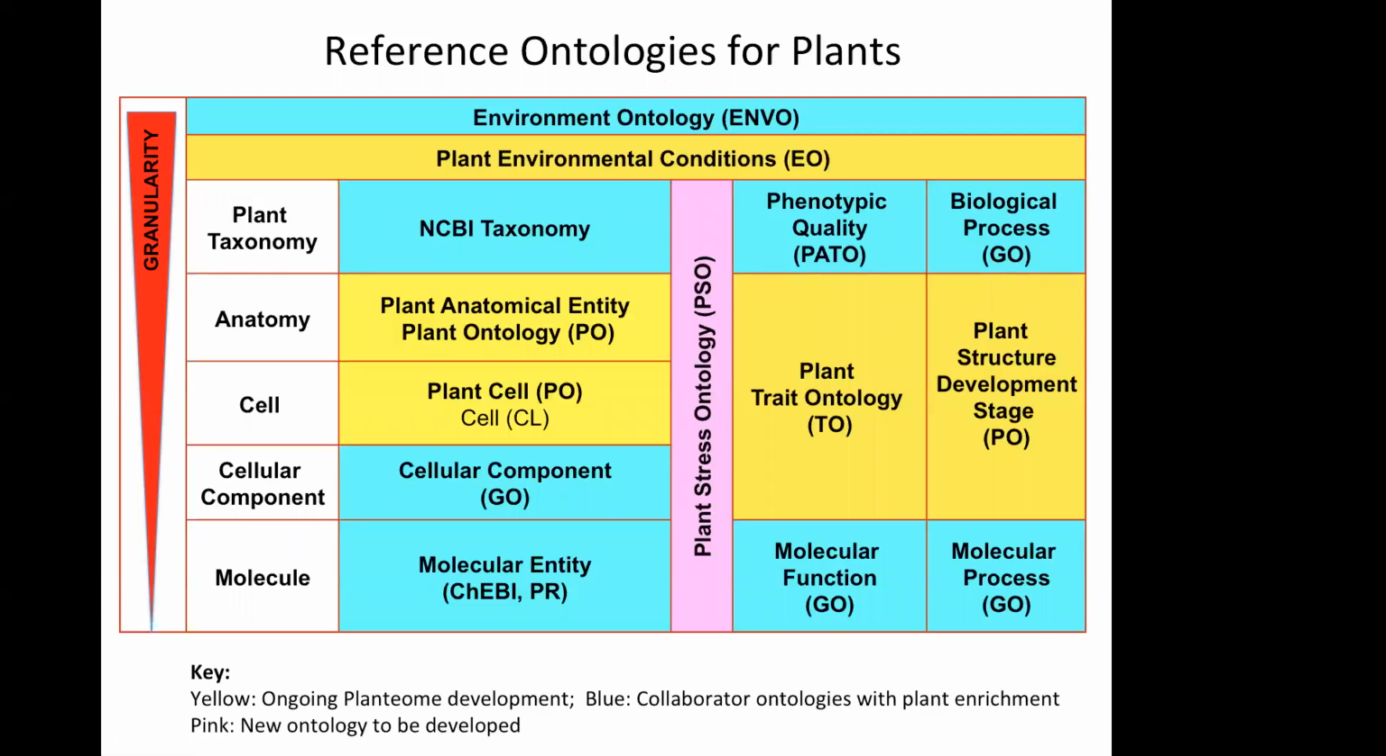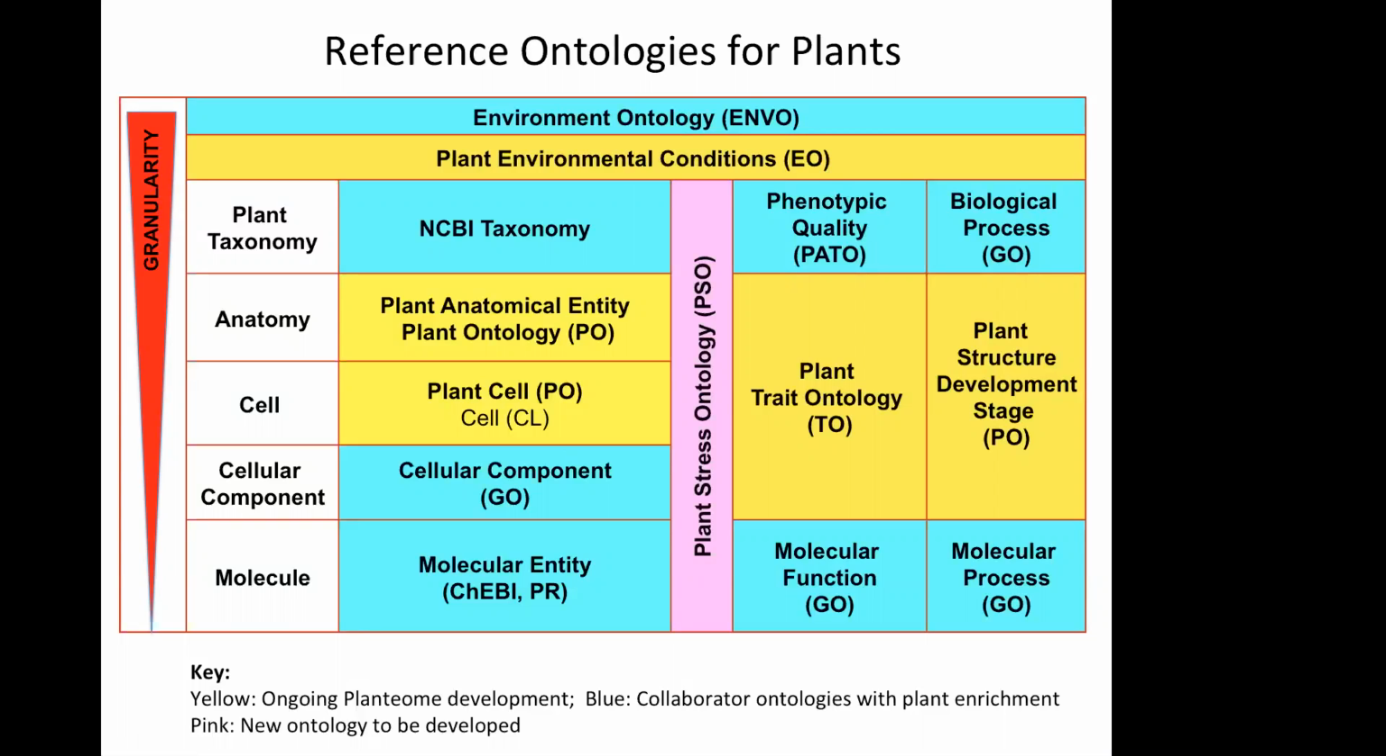So this is another graphic showing the Planteome suite of reference ontologies that we have, and this shows another way to show you the range of granularity, ranging from terms describing the environment that the plant lives in, down to individual molecules. And each of these is a different ontology. The yellow ones are ones that we develop in-house for the Planteome project. That's the plant ontology, the plant trait ontology, this is the other aspect of the plant ontology, and we also have a plant environmental conditions ontology. And we have a plant stress ontology, which is currently under development, which spans a wider range of this granularity spectrum. And along the way, we have, in the green, our collaborator ontologies who we work with.